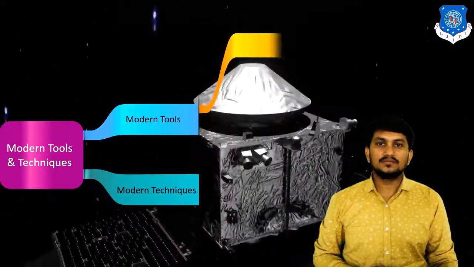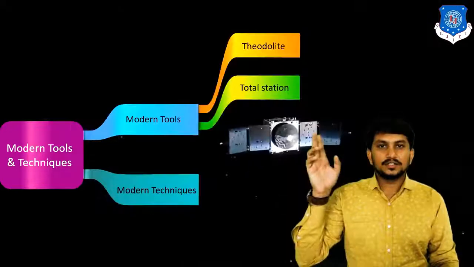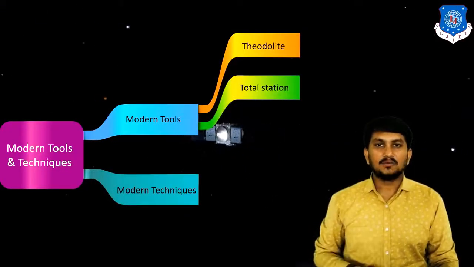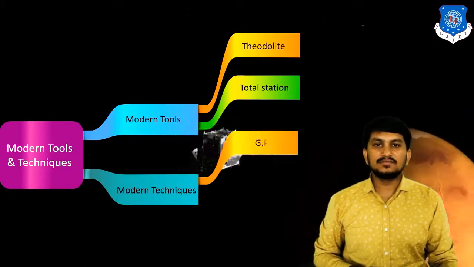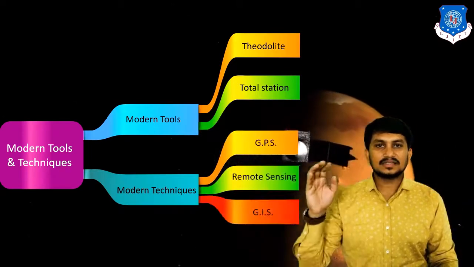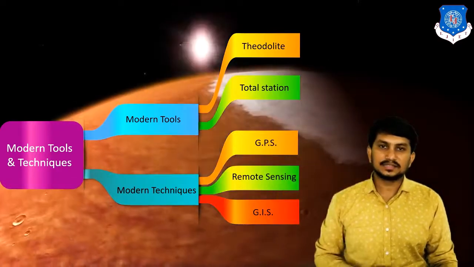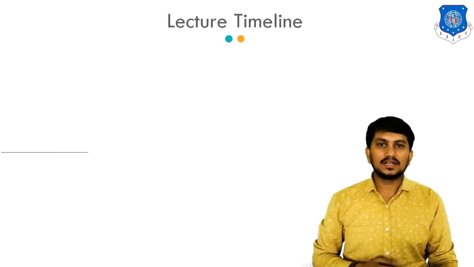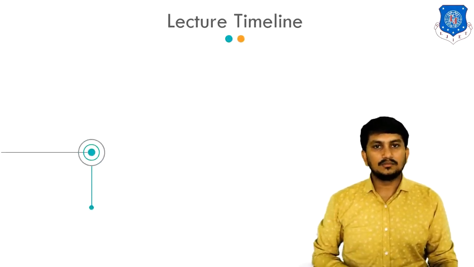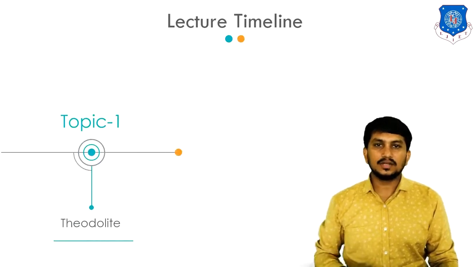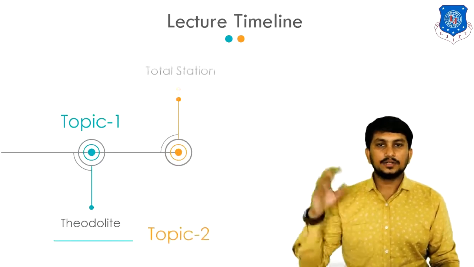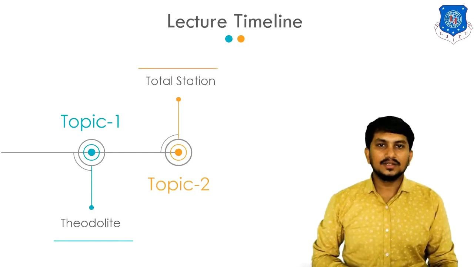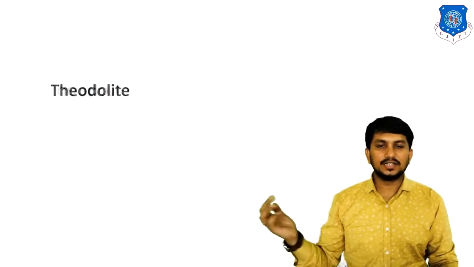In Modern Tools, we will discuss Theodolite and total station, while in Modern Techniques, we will discuss GPS, remote sensing and GIS. In today's lecture, we will cover first modern tool, Theodolite, and second total station in detail. So let's start with Theodolite.